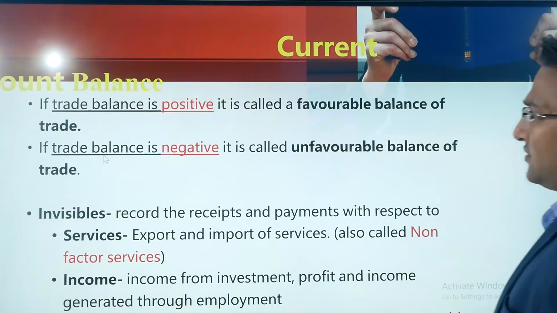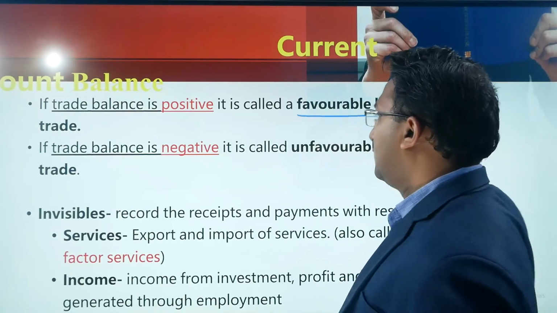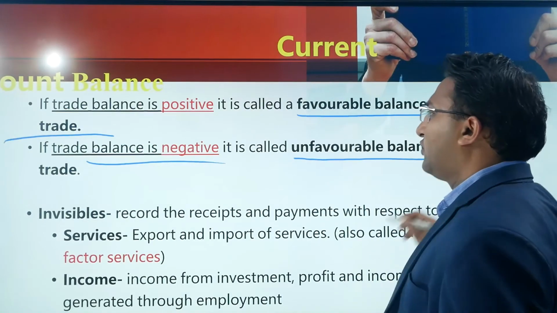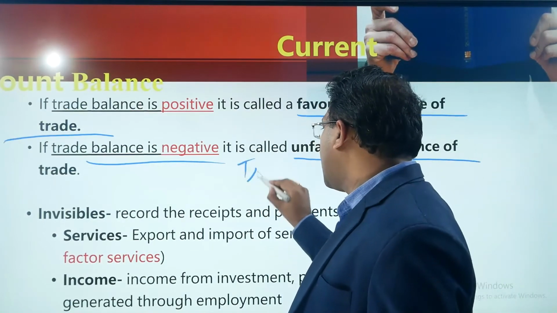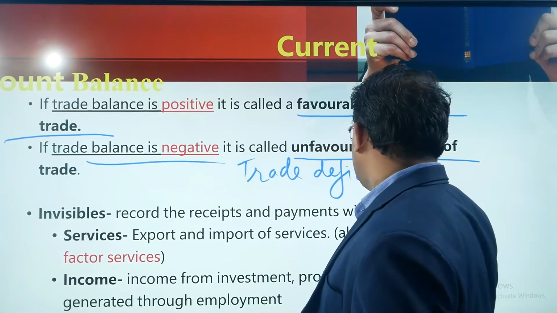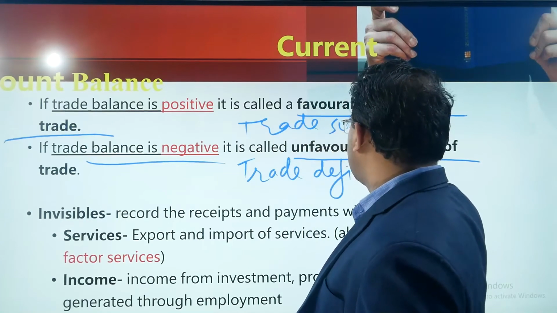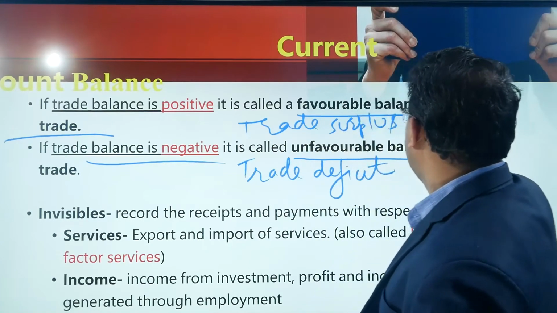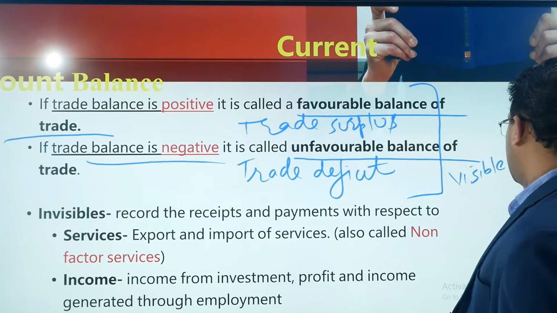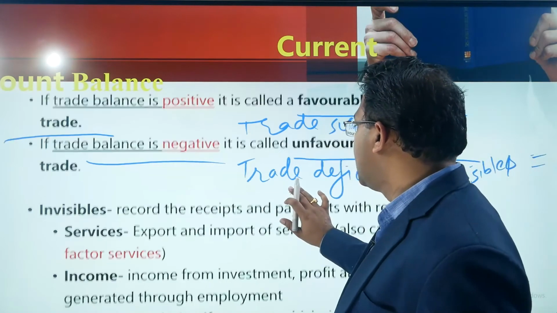Now the current account balance. If the trade balance is positive, this is called a favorable balance of trade, or trade surplus. If the trade balance is negative, this is called an unfavorable balance of trade, or this is also called a trade deficit. And this is basically, we are talking about visibles only, right? So we are talking about the visibles only.